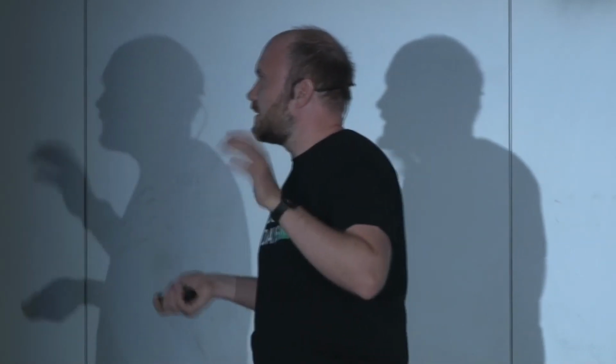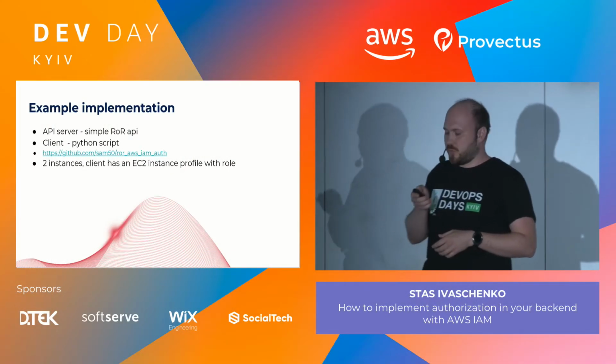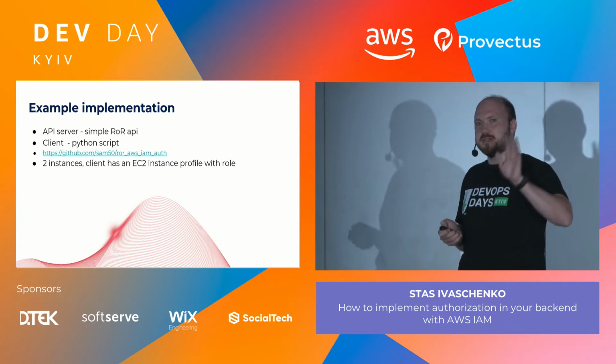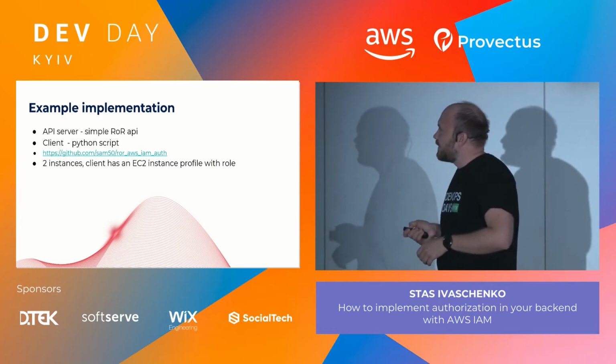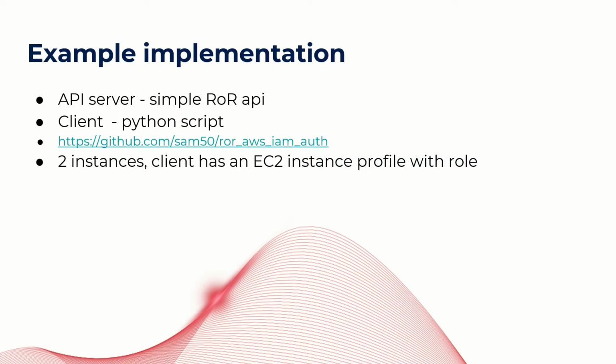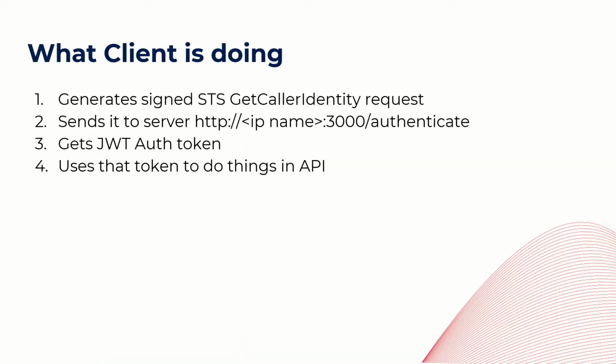The server could be anywhere, but just for the demo part. What the client is doing is it generates the get caller identity request, and then sends it to the server at /authenticate. The 3000 is the default port for Ruby on Rails. You're gonna love it, so please learn Ruby on Rails. Then it gets the JWT auth token back from the application, and then it can use the JWT auth token to do stuff. JWT is a JSON web token. It's a very simple thing.